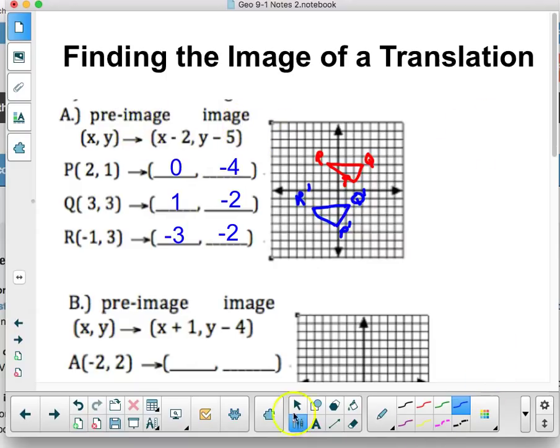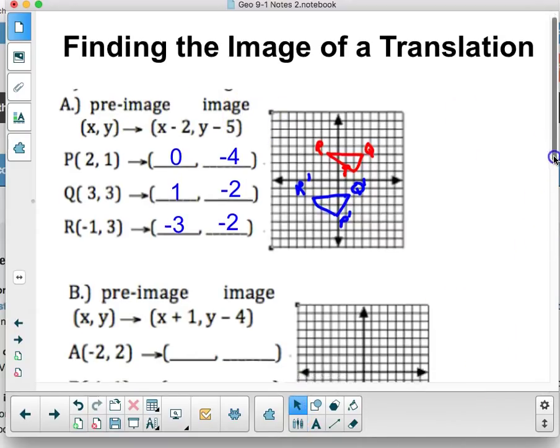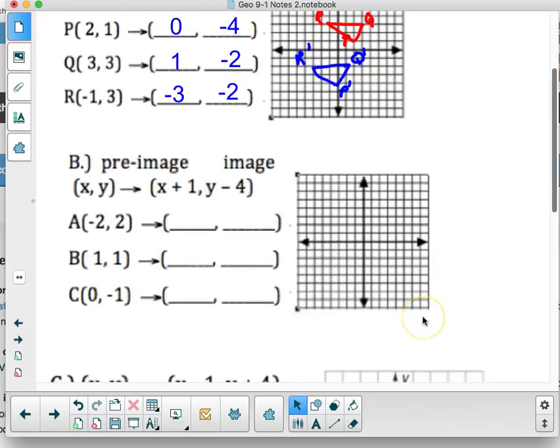I want you to give this next one a try. Go ahead, do exactly the same that I did, and give it a try. First, you have to get A, B, and C graphed. And we'll do that in red.